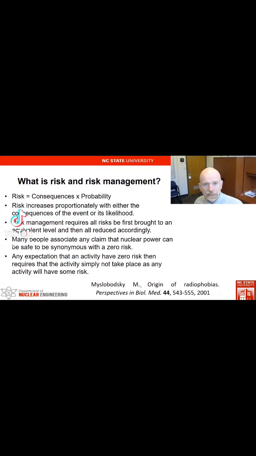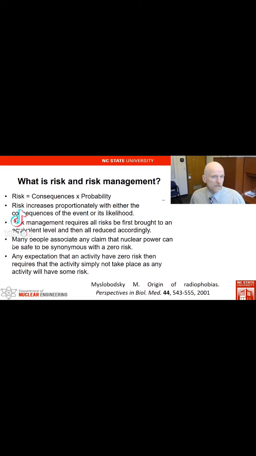Hello again, everybody. Today, we're going to be talking about risk management. And in order to get there, you have to first understand what risk is. It's both consequences and probability. In fact, it's the product of that, as seen right here in this bullet.